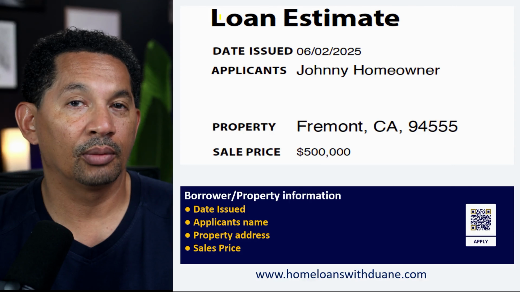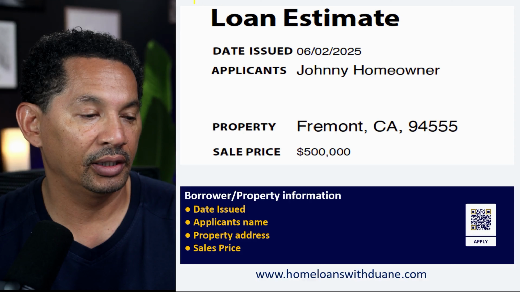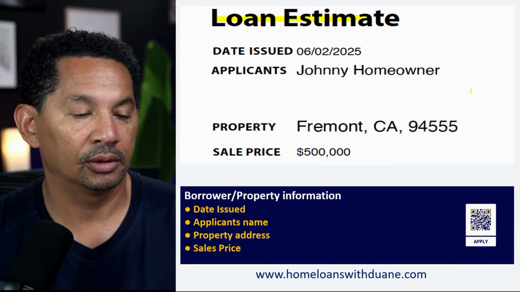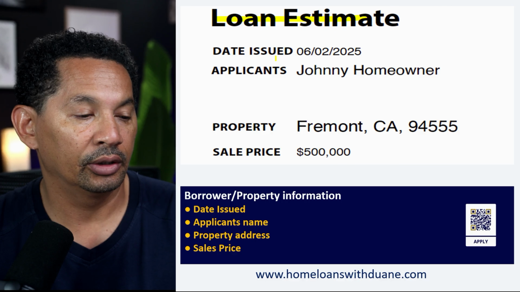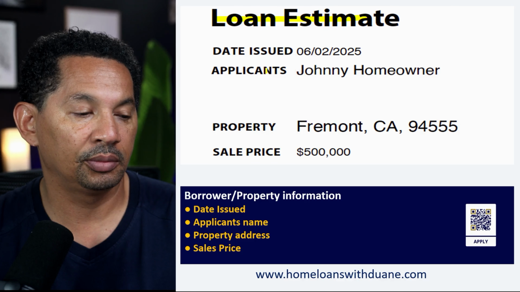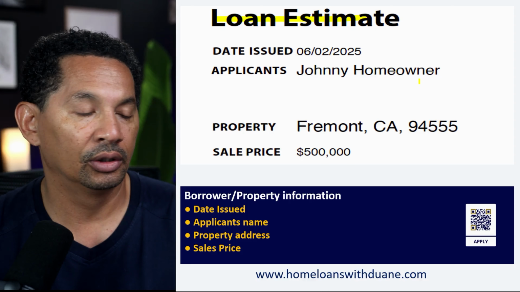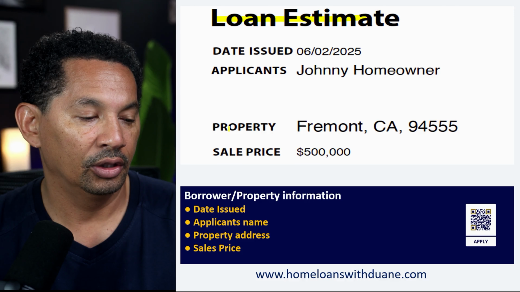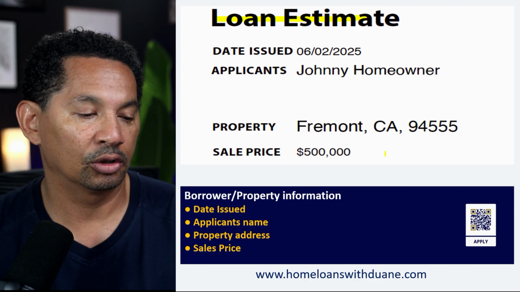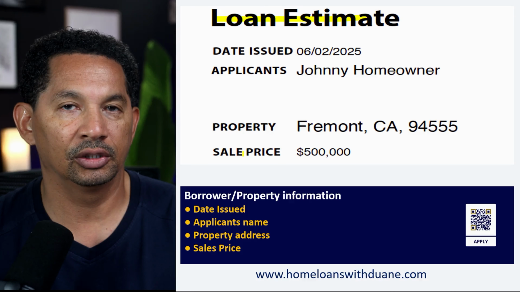Now, the first section I'm going to go over is on the upper left side, and you can see that it says loan estimate. Here it shows the date issued of the loan estimate, the applicant's name, that would be your name if you are the applicant, the buyer on the loan, and then the property address as well as the sales price. Now, if this was a refinance, it wouldn't say sales price, it would say appraised value.